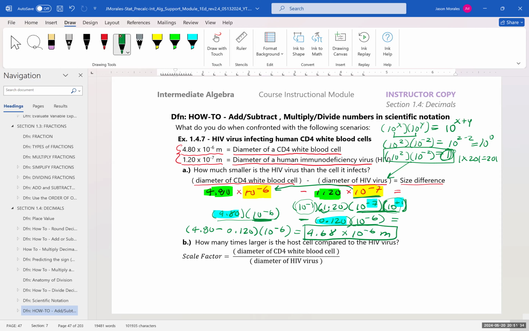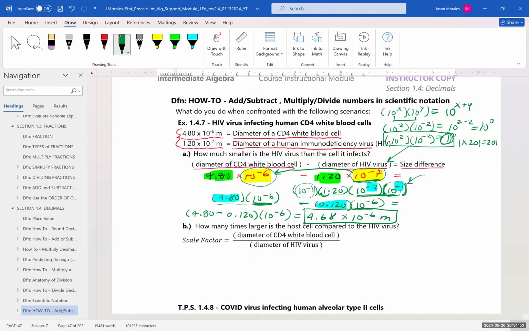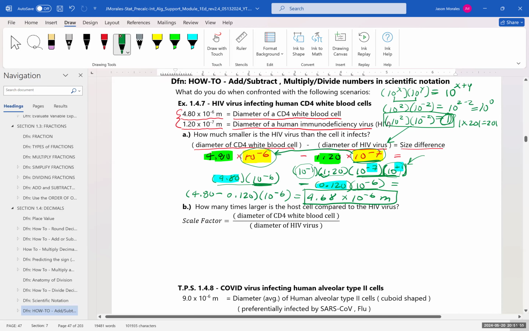So that's our answer. So before you can add or subtract scientific notation decimal numbers, the powers of 10 have to be equal. And so this is a little trick on how you can do that and keep everything straight. Okay, now what about multiplying or dividing? When you multiply or divide, do you have to worry about that? Do not.